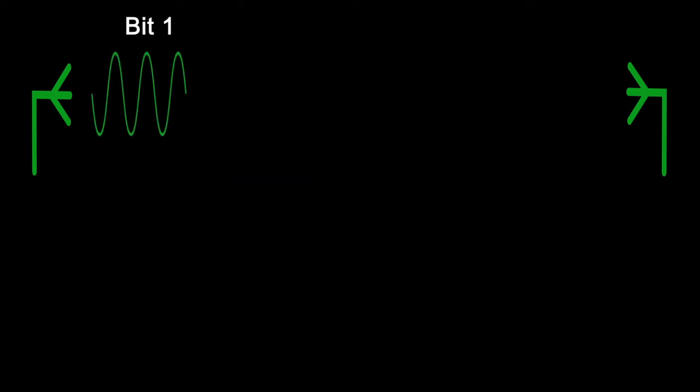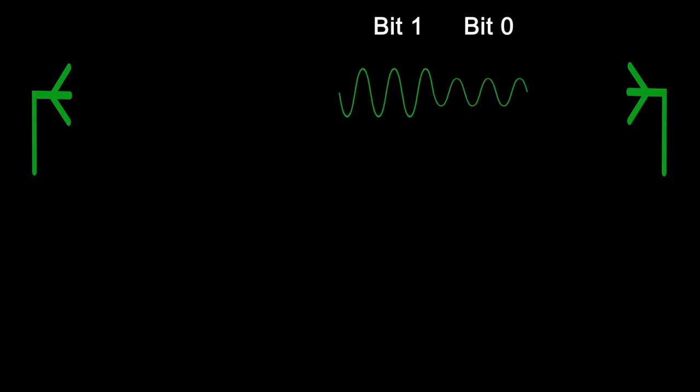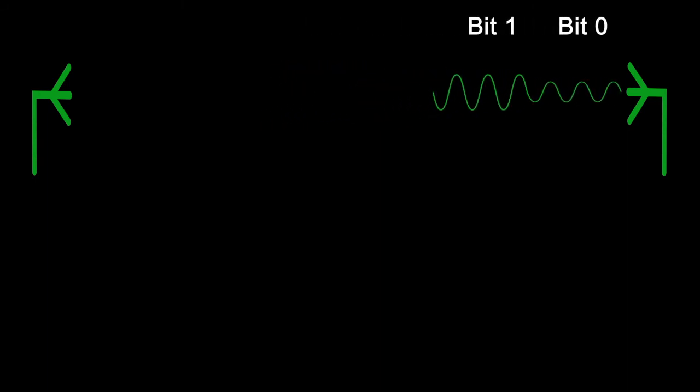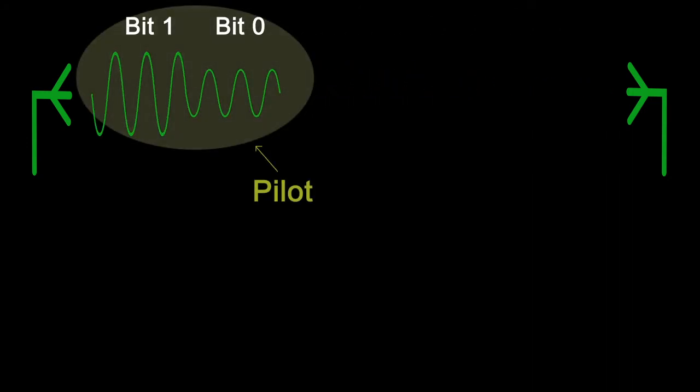To solve this issue, the transmitter can send a non-signal to the receiver. In this case, bit 1 is preceded by bit 0, and the receiver can measure the received signal to find out how much is the signal attenuation because of the distance or blockades. This non-signal is called a pilot.